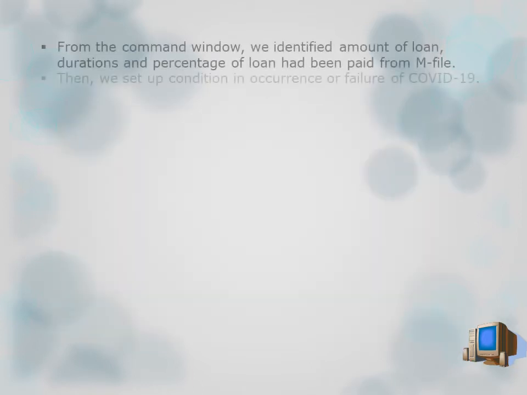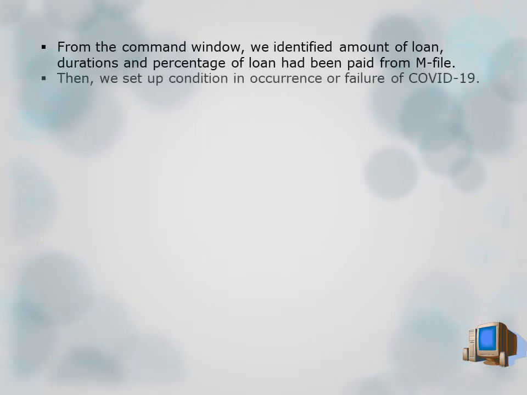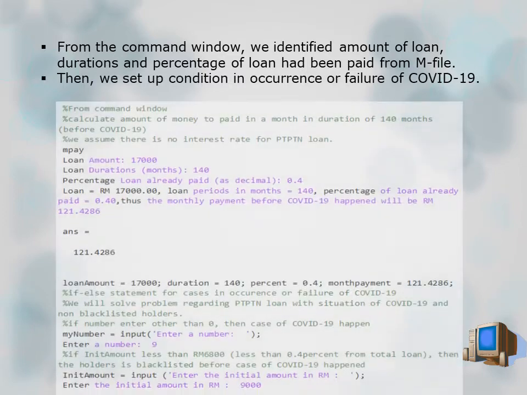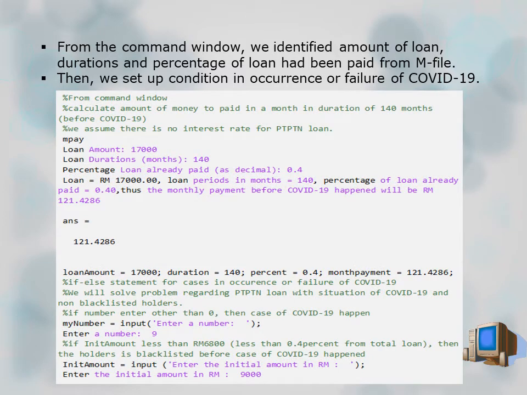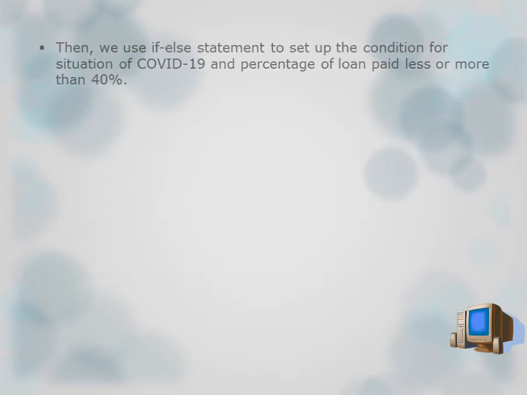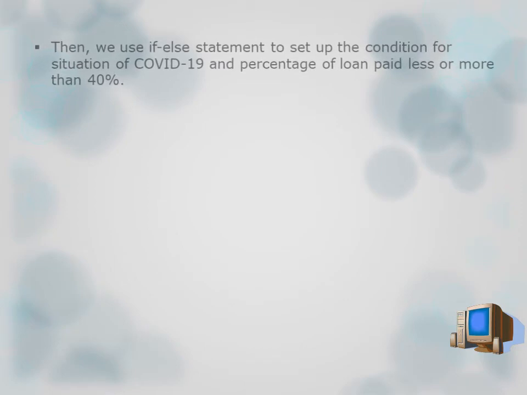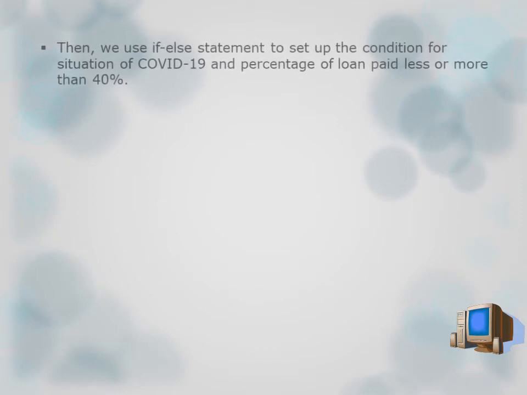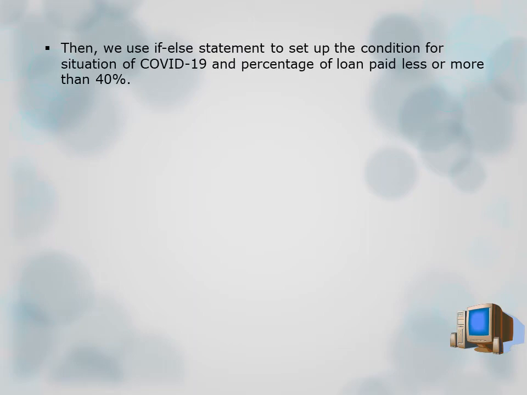From the command window, we identify the amount of loan, durations, and percentage of loan. Then we set up conditions for the occurrence or failure of COVID-19. There are 4 different if-else statements to set up the conditions for the situation of COVID-19 and percentage of loan.